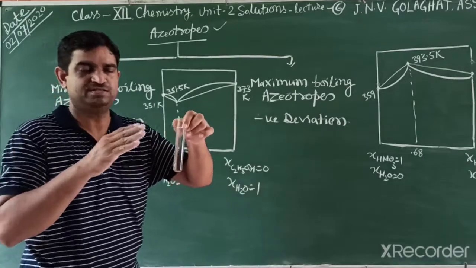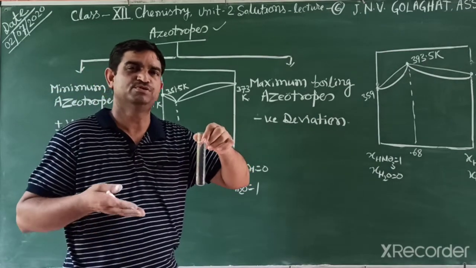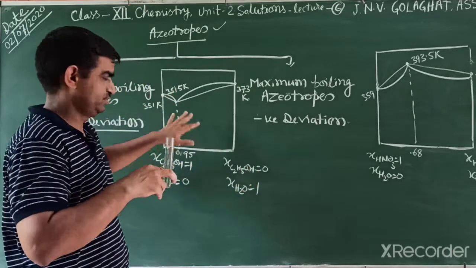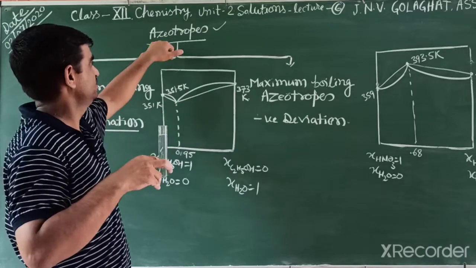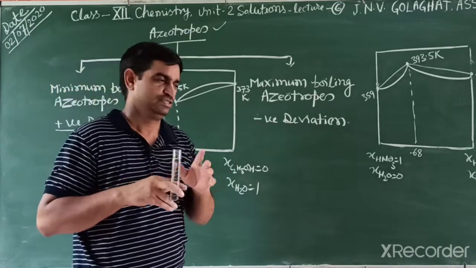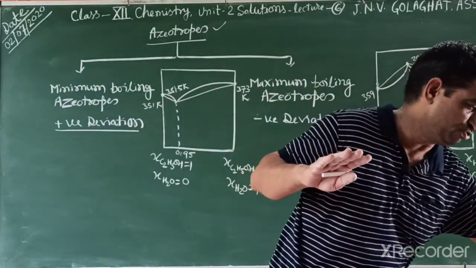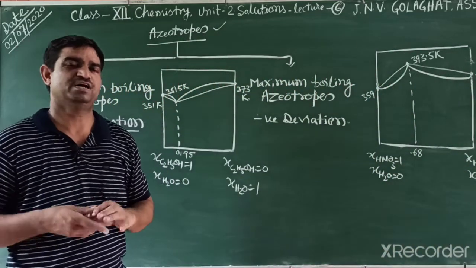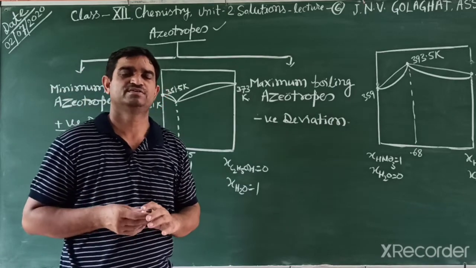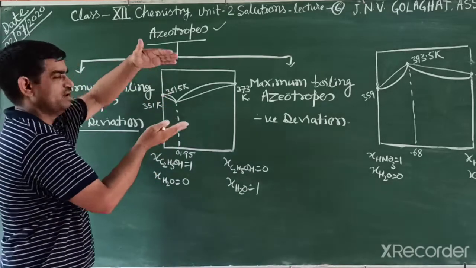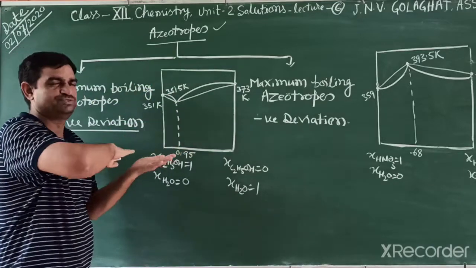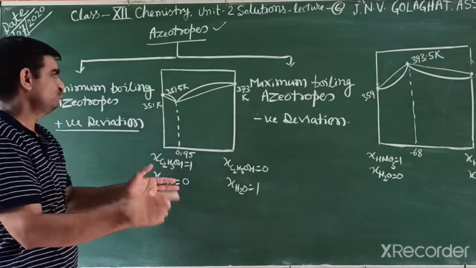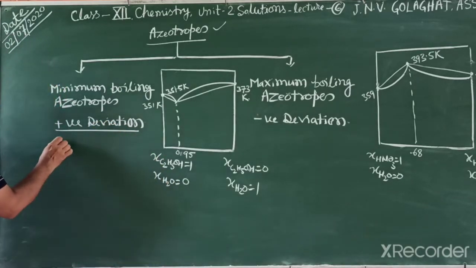After that, we can't separate this ethanol and water because they boil at a constant temperature. This composition we can't separate; that binary mixture is known as an azeotrope. Students, you can understand an azeotrope is a binary mixture of two liquids we can't separate by fractional distillation. The reason behind this is that the vapor state and the liquid state have the same composition and they boil at a constant temperature. For example, ethanol and water.